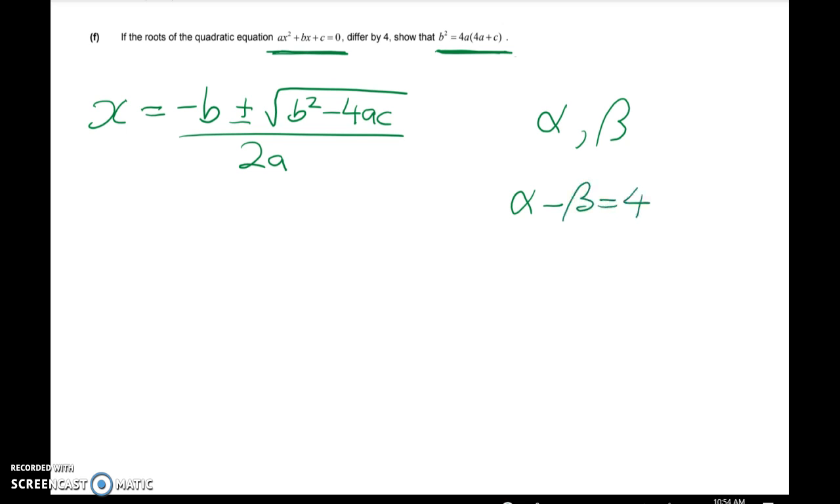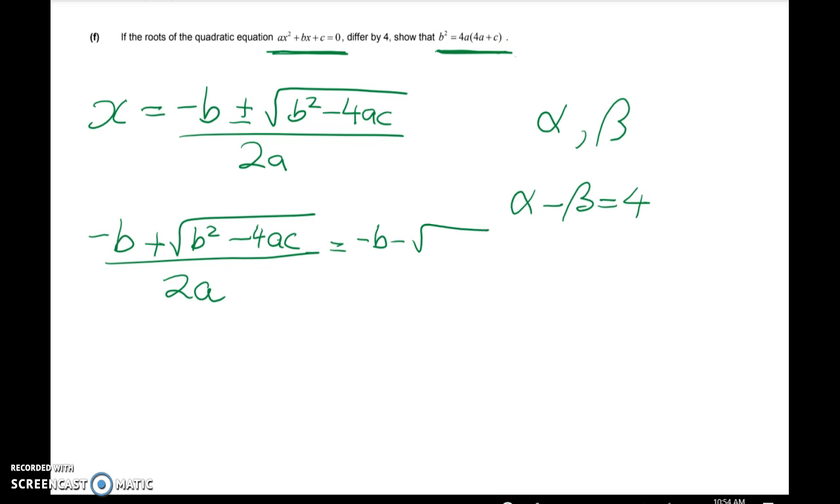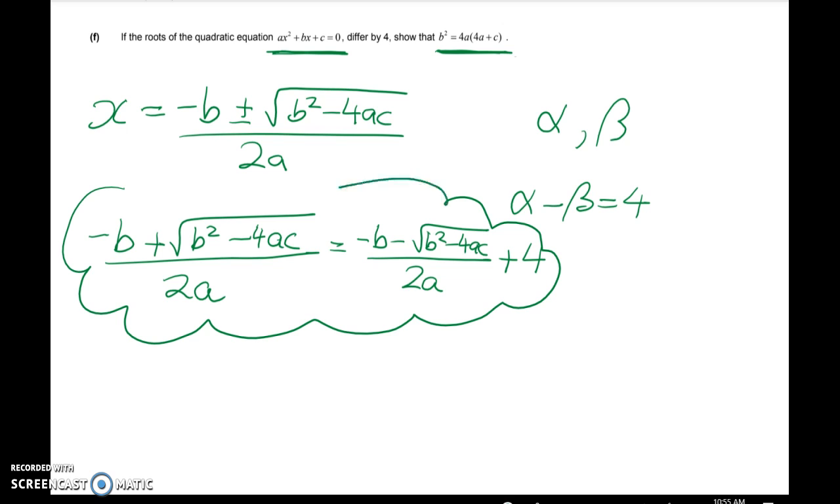So you might want to try and do something with the sum and product of the roots, but I didn't do that. I did it like this. I said, well, we know the big root is going to be the one with the positive sign. So we're going to have negative b plus this must equal the smaller one with 4 added to it. Okay, so we're going to start with the statement here. And all we have to do for the rest of the question is manipulate this step by step until we end up with our end result.